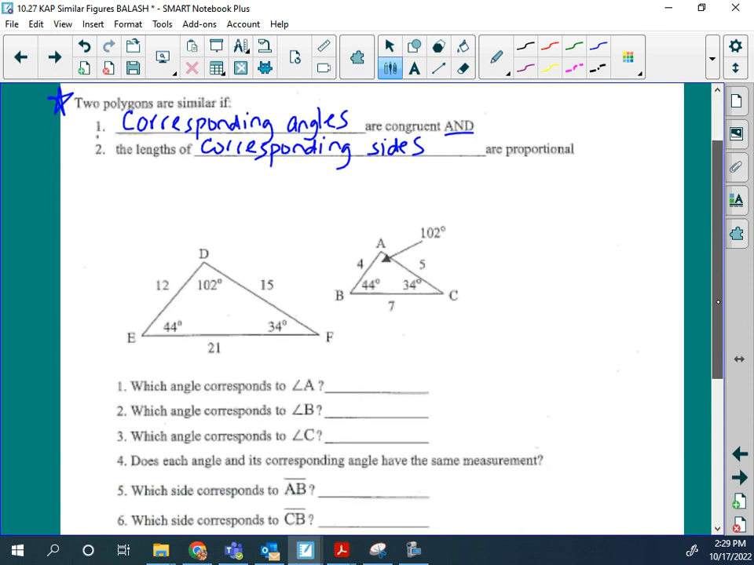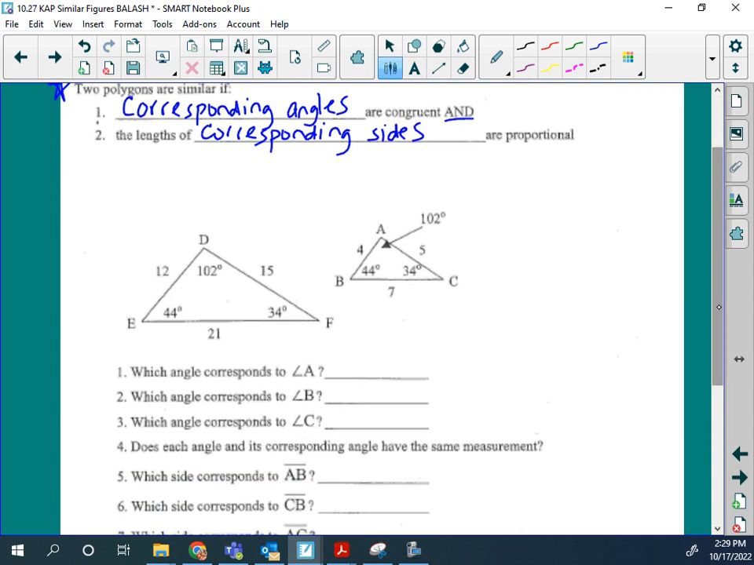Okay, so let's go through this because right now you may be like, well, what does that mean? Okay, so here's where you could use your highlighters. If I'm highlighting, you could be highlighting in different colors. All right, so the first question they're asking me is about angle A. Well, I see another angle with the same degree measure of 102. So which angle corresponds with angle A? That would be angle D. I can tell because it has the same measure.